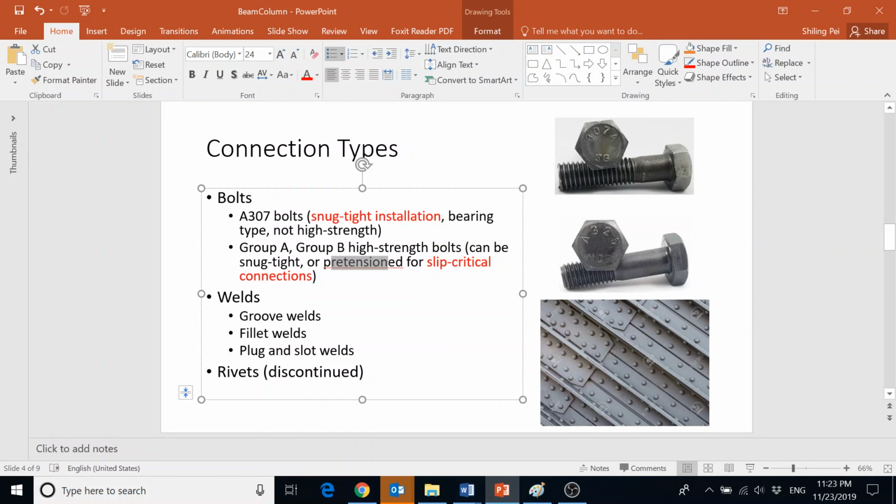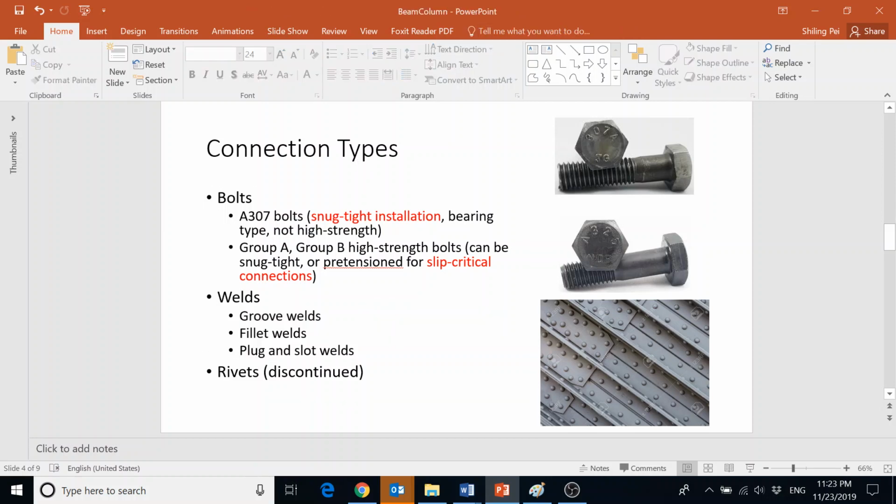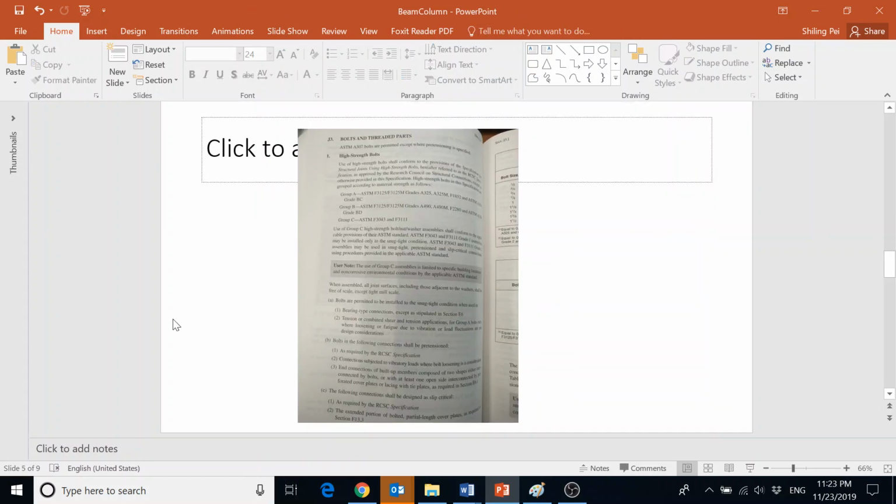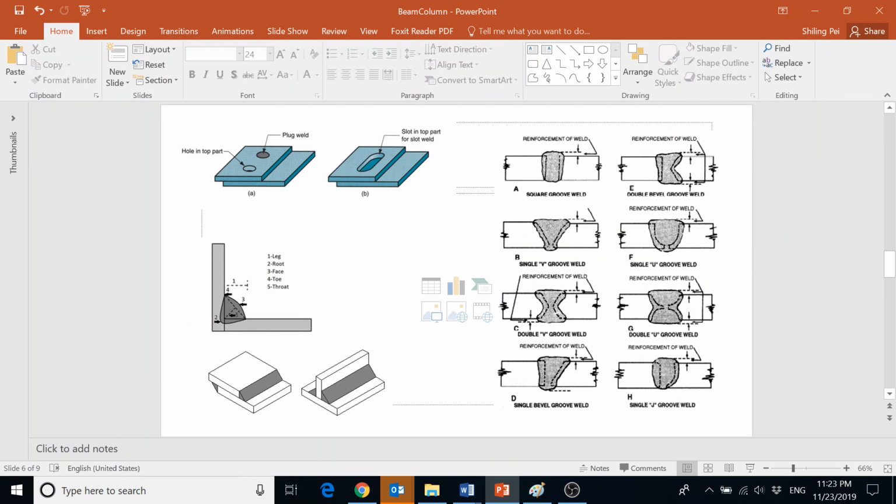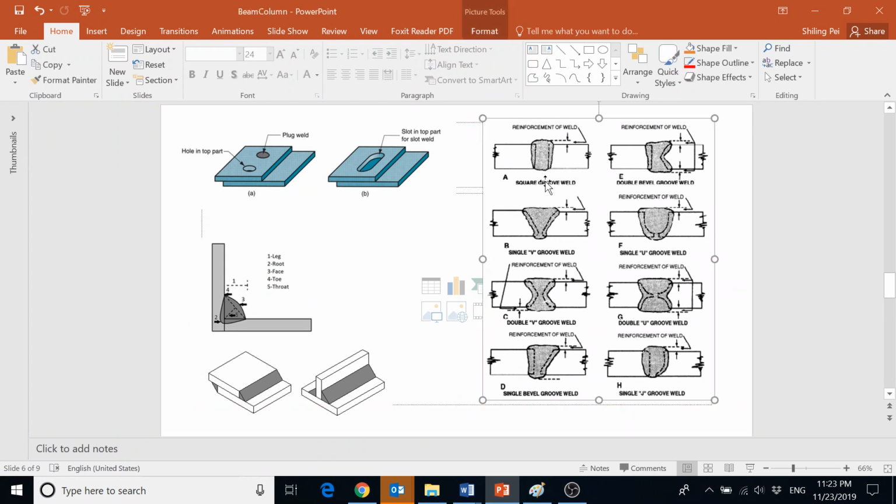Okay, so the next big one is welding, right? Welding, based on how you do it, there are mainly three types: groove welds, fillet welds, and plug and slot welds. Okay, how do they look? Alright, so this is a groove weld. In fact, there's a whole bunch of them.